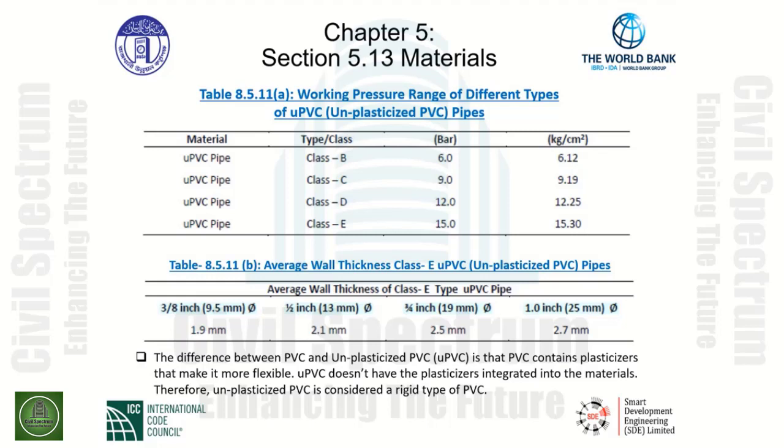3/8 of an inch or 9.5 millimeters in diameter gives us an average wall thickness of 1.9 millimeters. 13 millimeter diameter gives us a wall thickness of 2.1 millimeters. 19 millimeter diameter gives us a wall thickness of 2.5 millimeters. And finally, 25 millimeter diameter gives us a wall thickness of 2.7 millimeters.